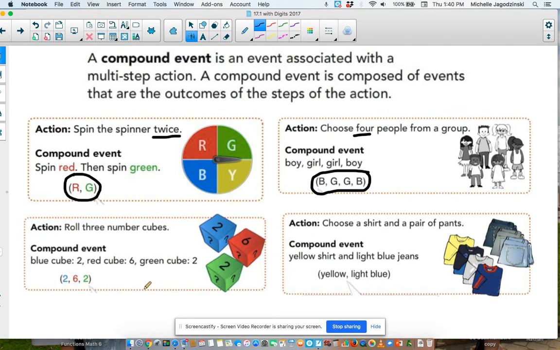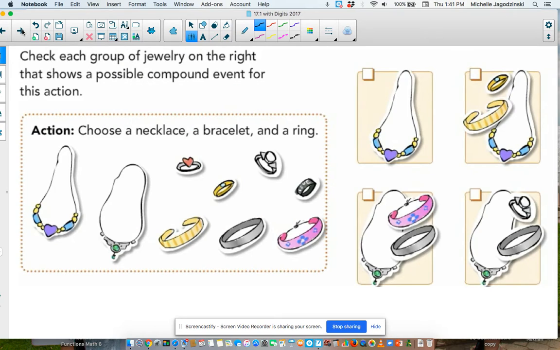Down in the lower left corner here, roll 3 number cubes. I'm looking for a compound event of rolling a blue 2, a red 6, and a green 2. So again, 3 number cubes, 3 results inside my parentheses. And finally, my action is to choose a shirt and a pair of pants. So that's 2 actions. I want a yellow shirt with light blue jeans. And again, 2 inside my parentheses. So let's take a look at an example together before we answer the question that is in the book.